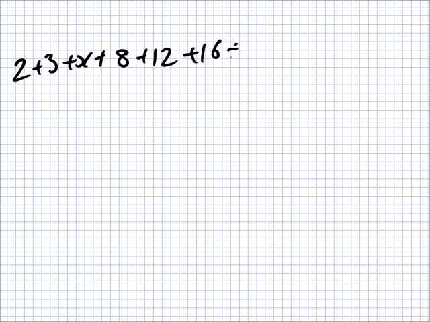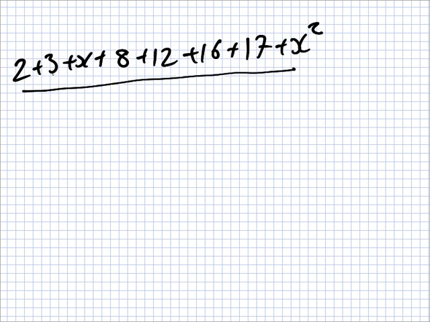Okay, this one isn't too bad. They want to know what is the value of x, and we're told the average is 11. So we have 2 plus 3 plus x plus 8 plus 12 plus 16 plus 17 plus x squared over how many? 1, 2, 3, 4, 5, 6, 7, 8 equals 11.